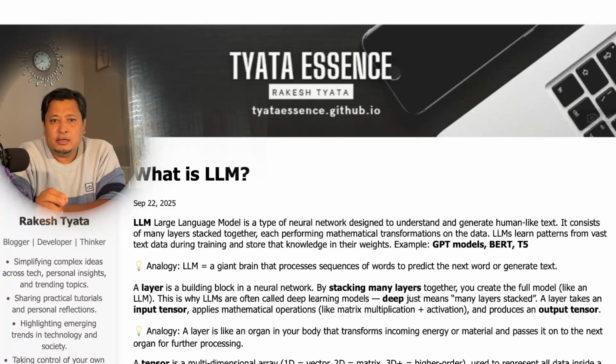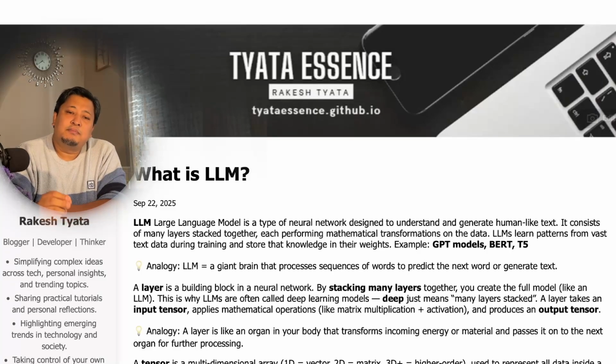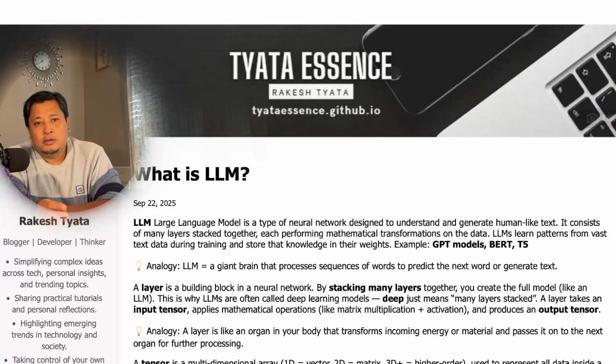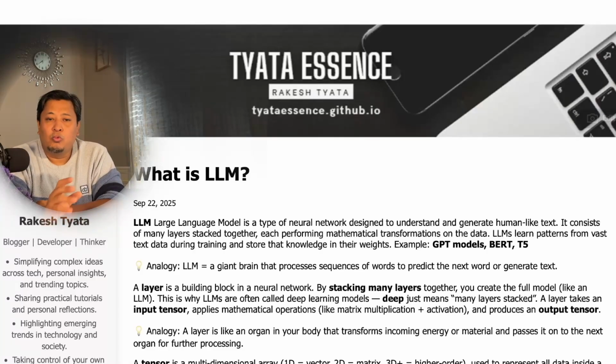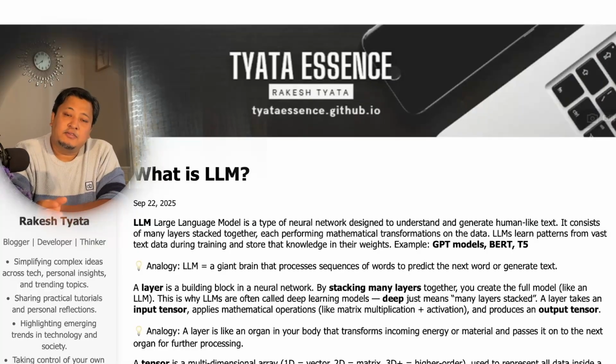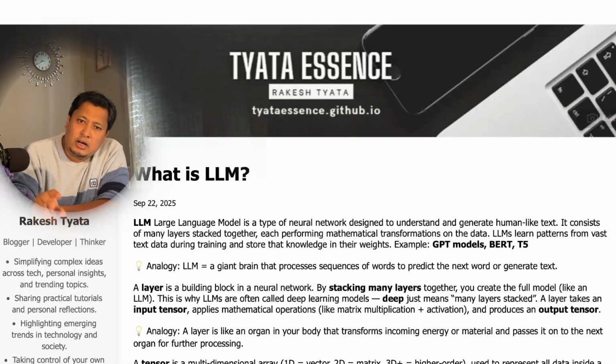A layer takes an input tensor. It applies mathematical operations, for example multiplying weights and processing through activation functions, and then produces an output tensor. When compared to the human body, you can use an organ as the layer. An organ in the human body carries energy and materials to different parts of the body. In the same way, a layer takes an input tensor, processes it, and generates an output tensor.